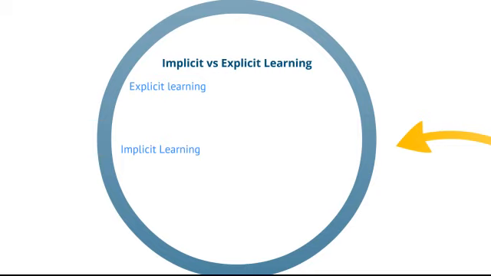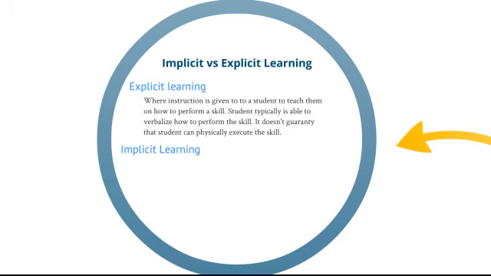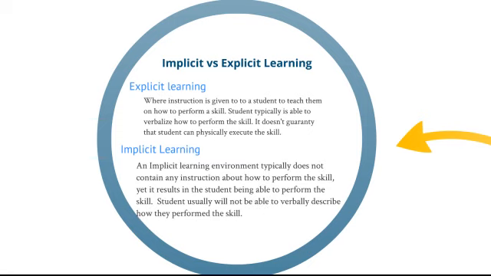Now let's first compare and see the difference between implicit versus explicit learning. Verbal instruction is given in an explicit learning environment, and the student can explain what he or she needs to do, but is not always able to physically execute the skill. In an implicit learning environment, no or very little instruction is given, mainly using cues and analogies, yet it results in a student being able to perform the skill, but not being able to describe the step-by-step process.